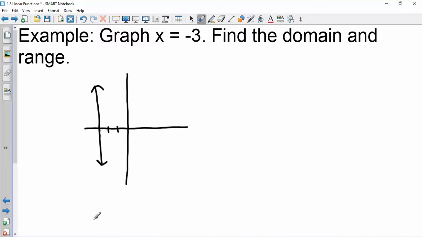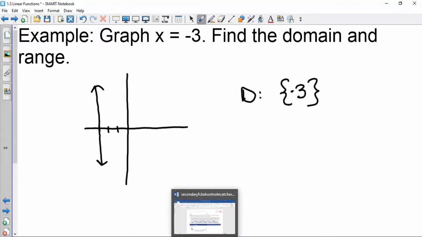All right, domain. So domain is the x values. What x's do we hit? Just negative 3. Just negative 3. When I write that, I can't do an interval notation. Interval requires a starting and a stopping point. So we just say it's the set of negative 3. That's the only x value we hit.